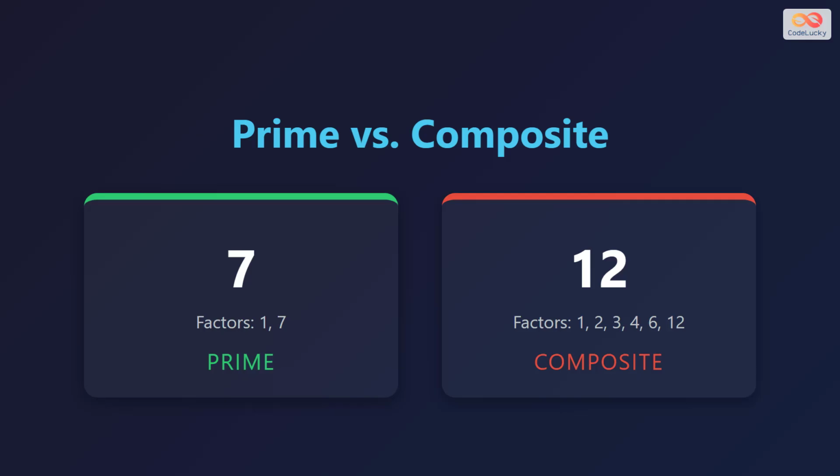For example, look at the number 7. It can only be divided evenly by 1 and 7. Therefore, it is prime. Now consider 12. It can be divided by 1, 2, 3, 4, 6, and 12. Because it has extra factors, it is called a composite number.